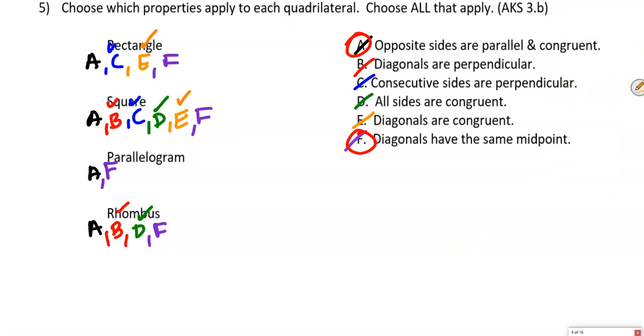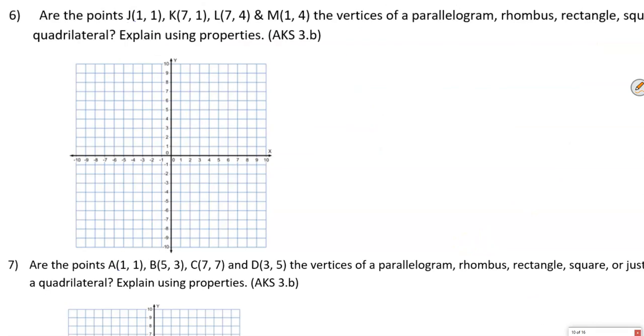The next one says our points J, K, L, and M are the vertices of a parallelogram, rhombus, rectangle, square, or just a quadrilateral. Explain using the properties. So I'm going to go ahead and plot these, and I'll come back to you in a minute. So looks to me like JKLM is a square, right?